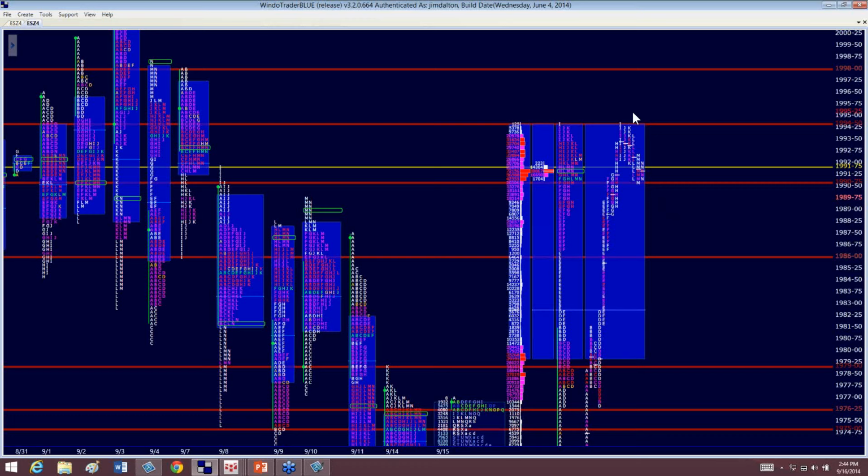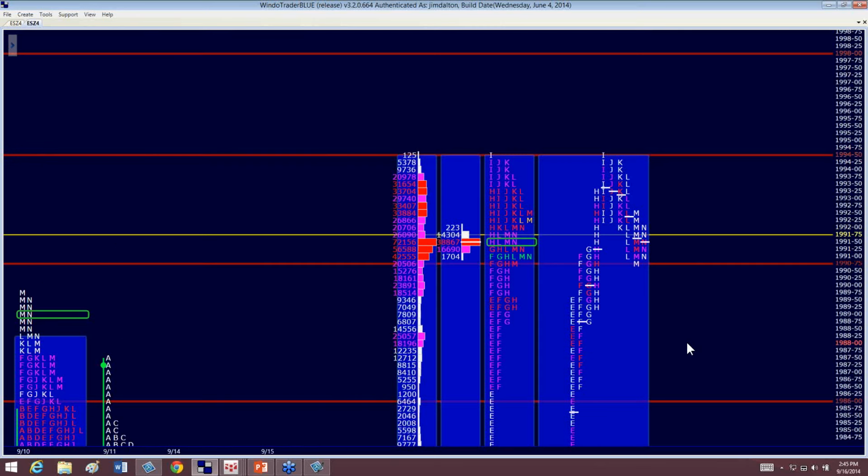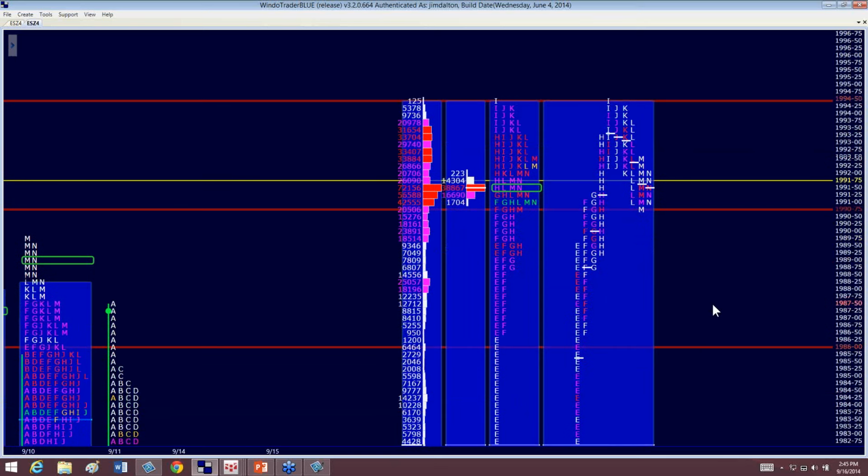Jim, could you make your profile just a little bit bigger, just so people can see we have a double distribution in the single prints? Anyone who sees your reports daily is going to say treat them as separate days, so we'll take the upper distribution as a starting point, and where do we trade from there in terms of value and that sort of thing, correct?